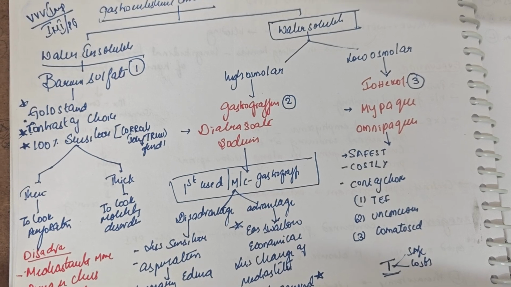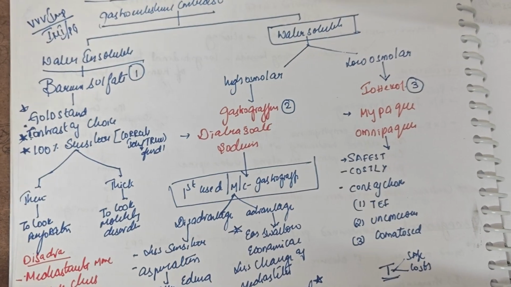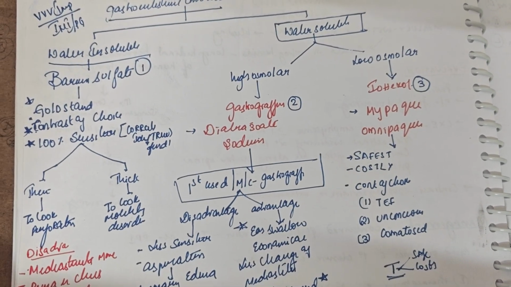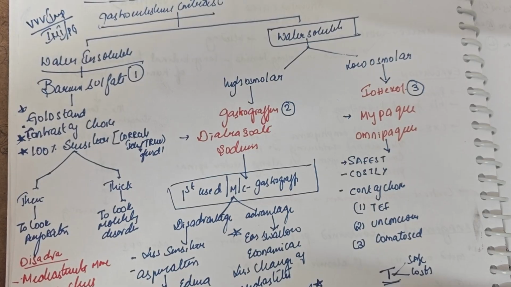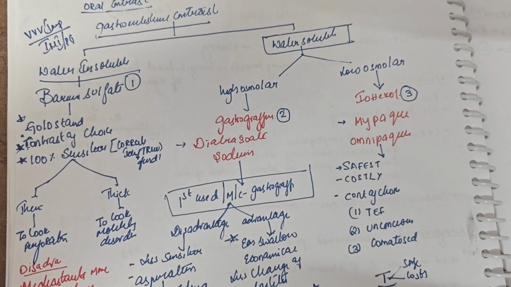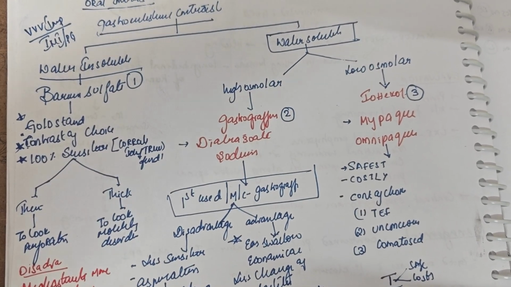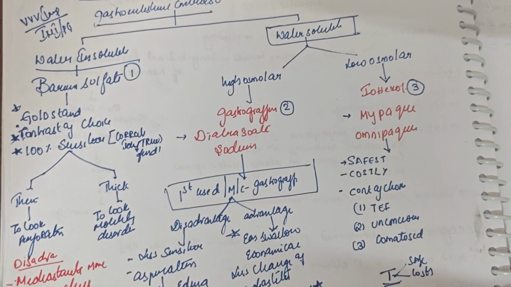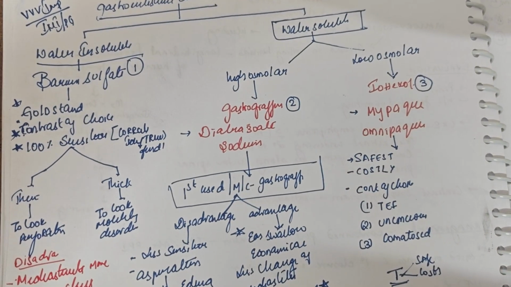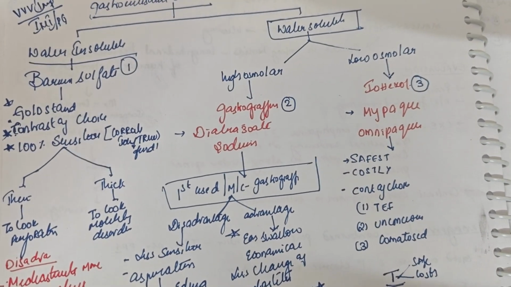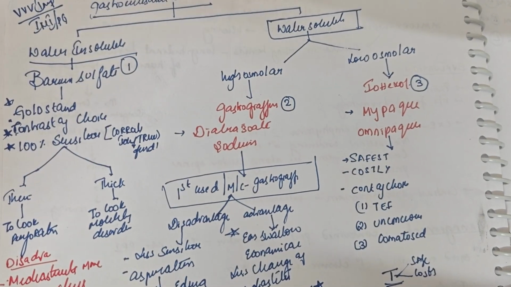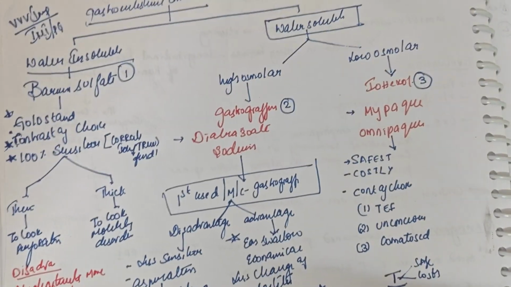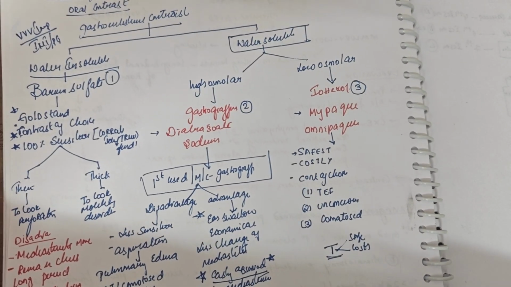Now barium sulfate is the gold standard. Remember, it is the gold standard, and you should also understand the contrast of choice. They can ask you what the gold standard for esophageal perforation is, that is barium sulfate. They can even ask you what the contrast of choice in esophageal perforation is, and you should say it is barium sulfate. And why is it so? It is 100% sensitive, right?